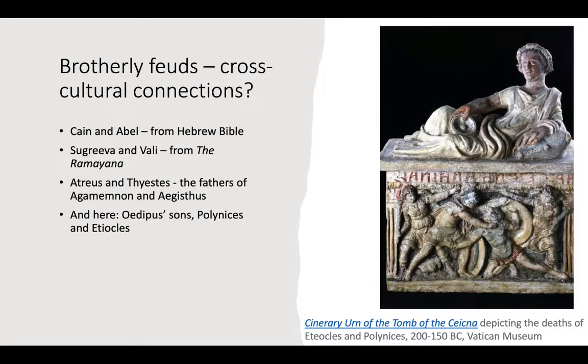And what's interesting, this is a funeral pyre sort of thing. It's an urn of the tomb of some lady, I guess, depicting the deaths of Eteocles and Polynices. So the civil war is so brutal that the two young men who are leaders of the conflict die at each other's hands. The argument is that when you have a civil war like this, everybody loses.